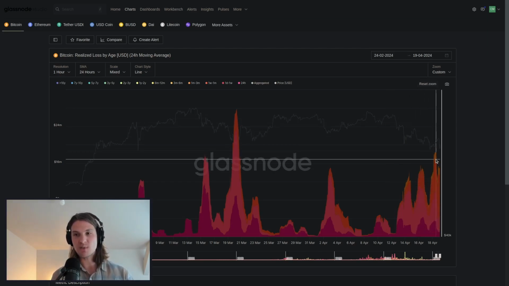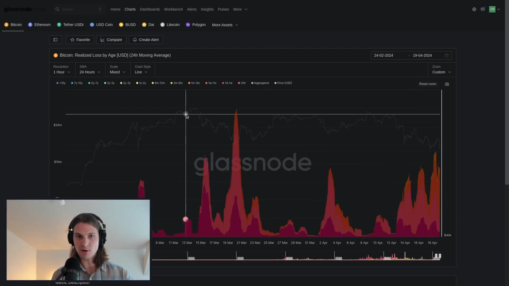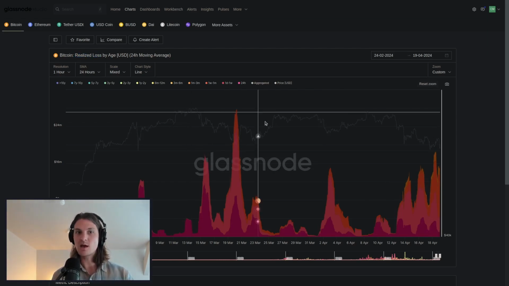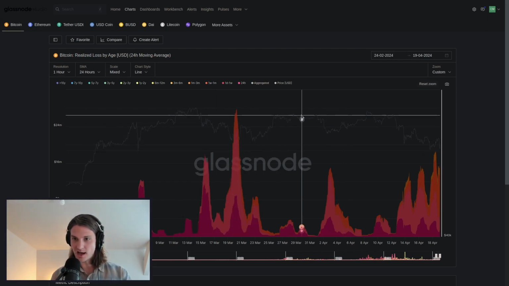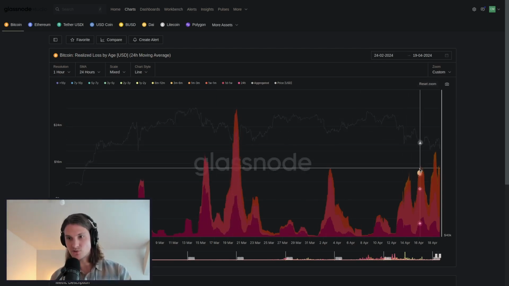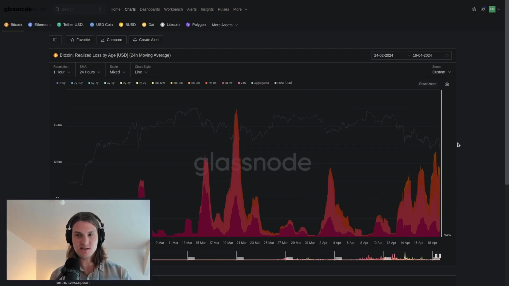These are people who are spending coins low. They bought high because they're realizing a loss, right? By definition, we're looking at realized loss. So they bought high and now they're selling low, 1, 2, 3. This is essentially what you do want to see. As a contrarian, you want to see people doing the wrong thing at the wrong time. This is a great example of it.